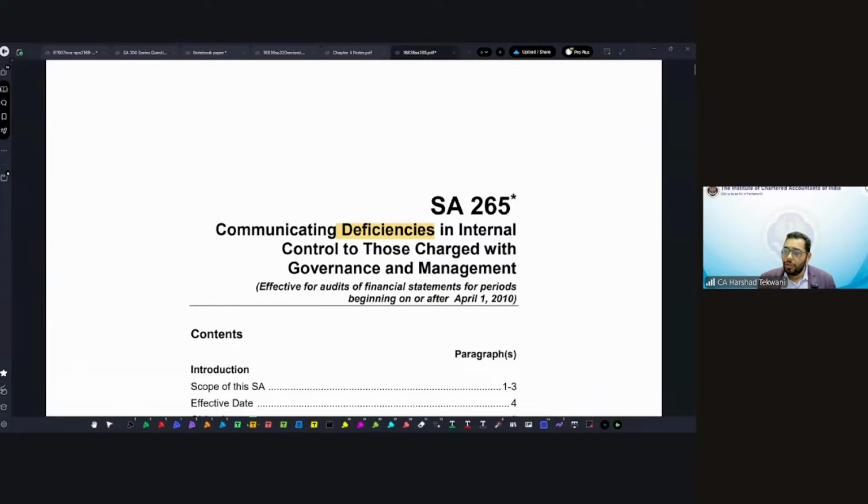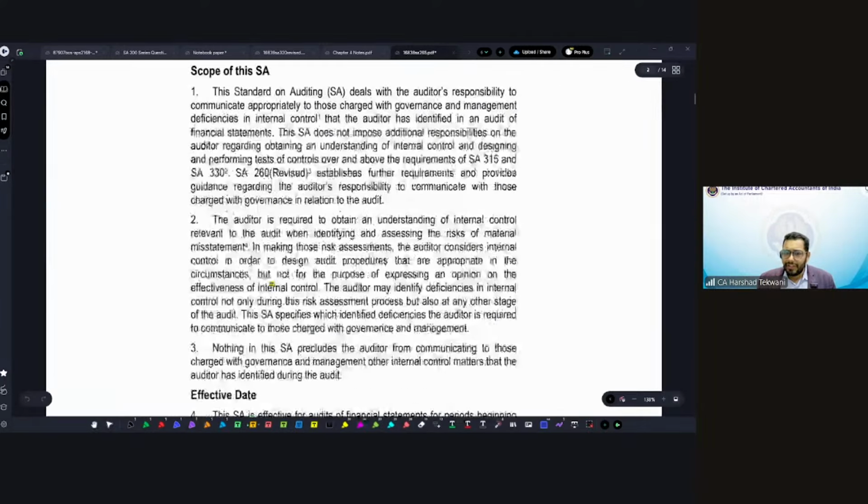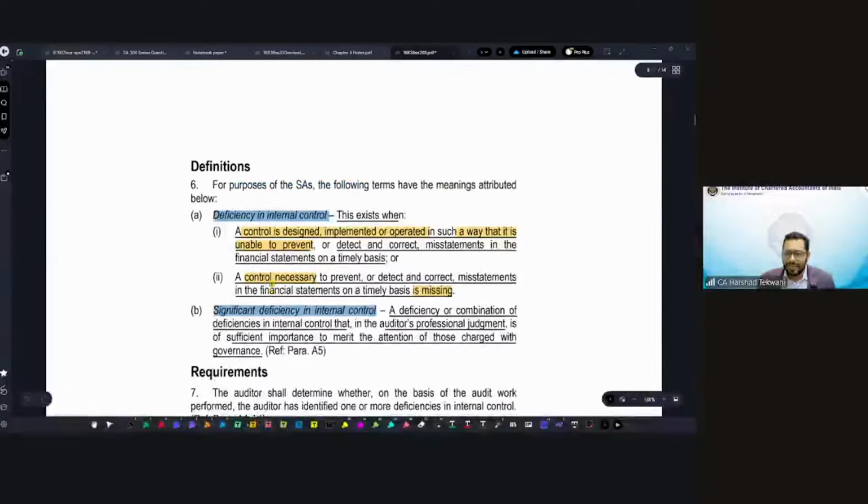There is another doubt. So the meaning of deficiency states that it is a misstatement. Definition states it's a misstatement. Where?